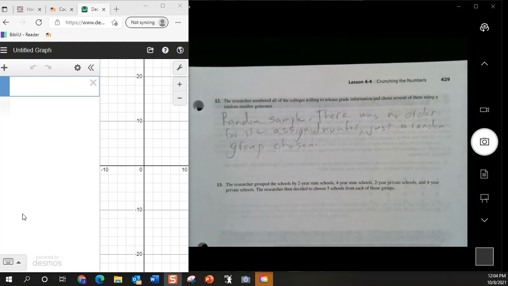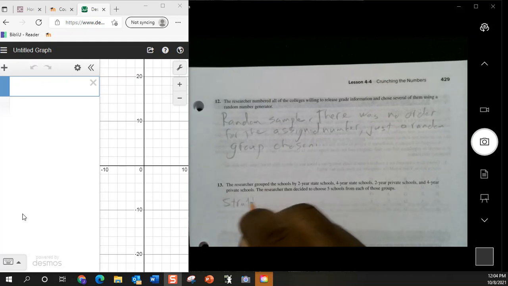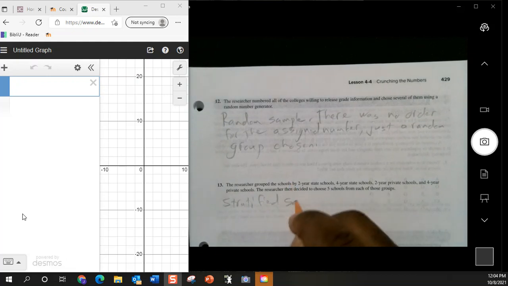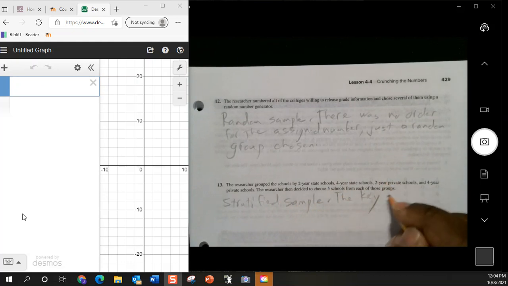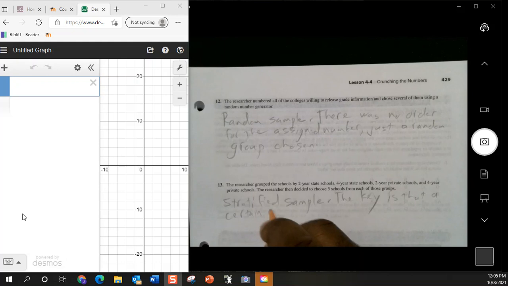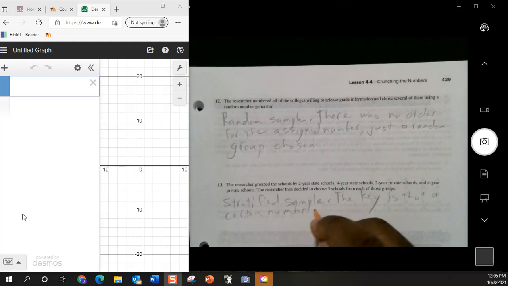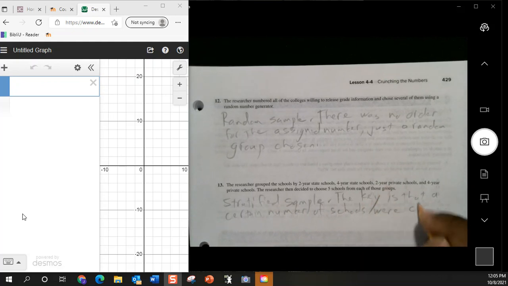13. The researcher grouped the schools by 2-year state schools, 4-year state schools, 2-year private schools, and 4-year private schools. The researcher then decided to choose 5 schools from each of those groups. That's a stratified sample. The key is that a certain number of schools were chosen from each category.